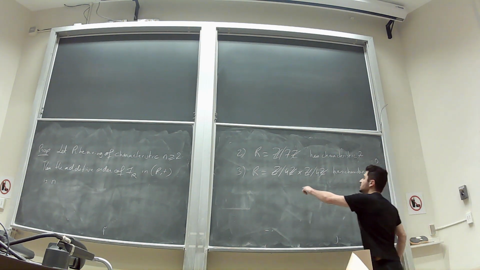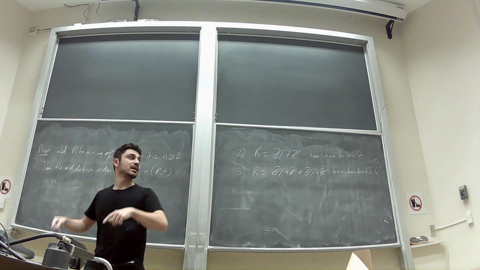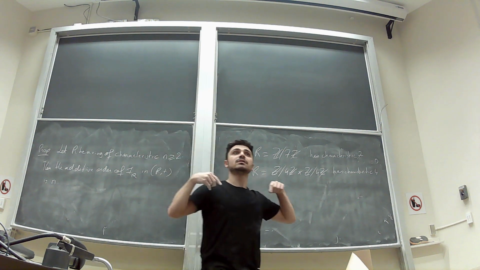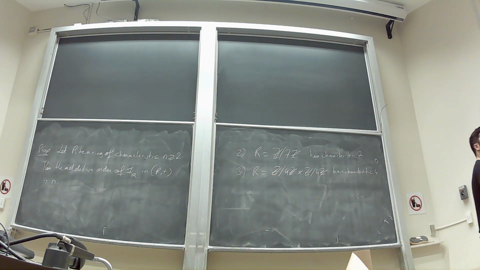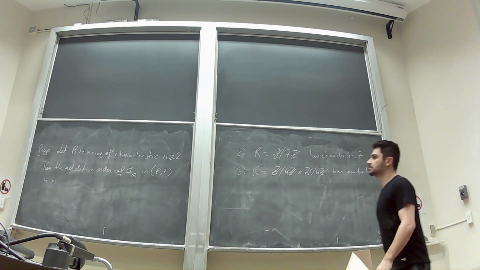Now take R to be Z4 cross Z4. What is the identity element here? It's (1, 1) for multiplication. What is the additive order of (1, 1)? How many times do you need to add (1, 1) to get 0? 4. So the characteristic is the additive order of 1R. So let's prove that.